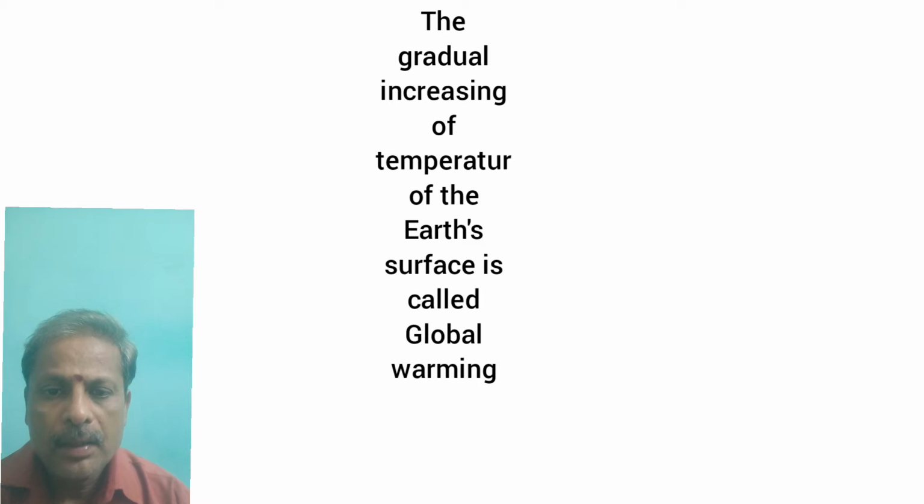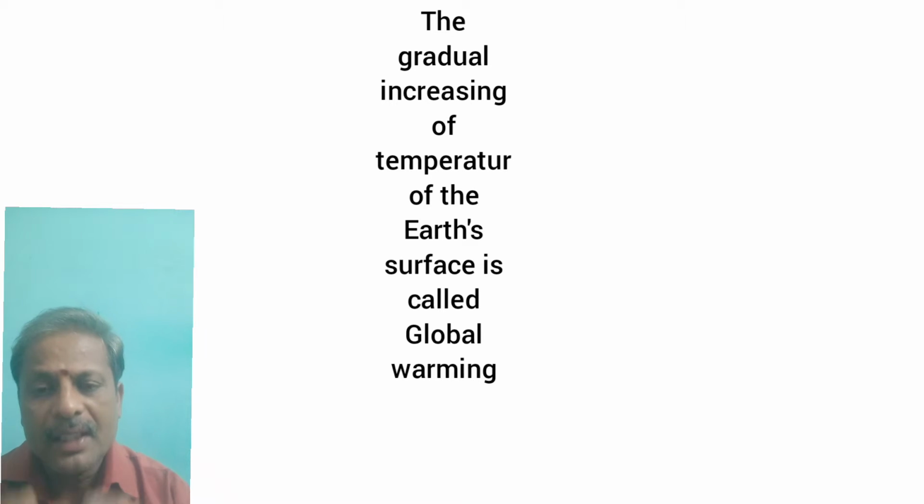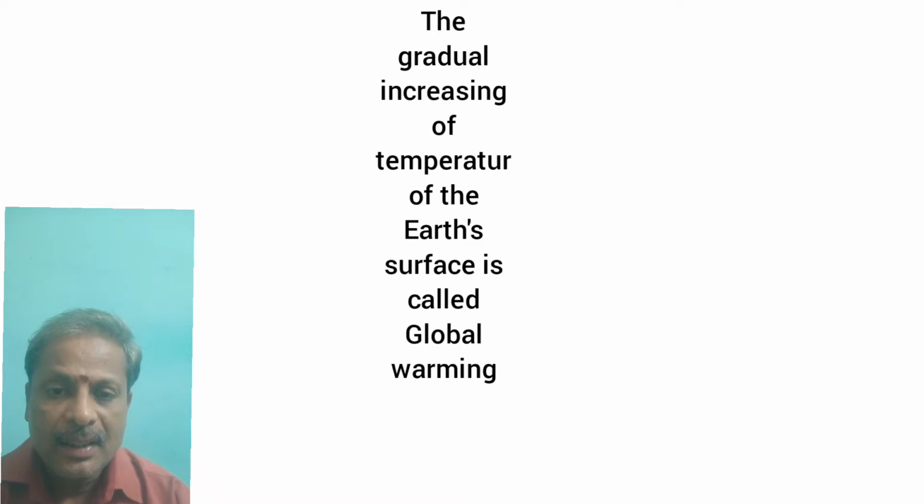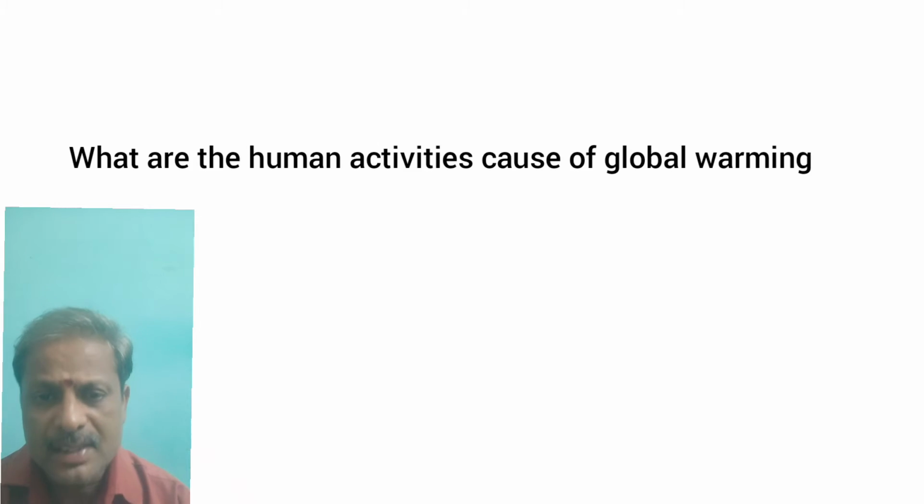And actually the meaning of global warming is that the surface of the earth is gradually increasing its temperature. So the temperature of the surface of the earth gradually increasing is called global warming. Generally, how global warming occurs, we have to observe.